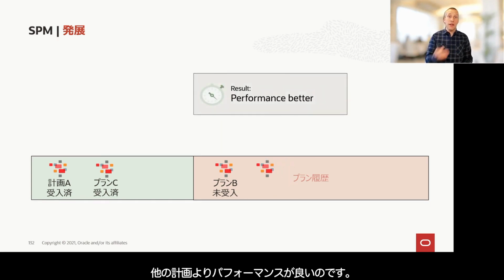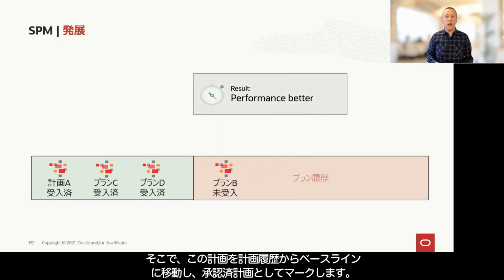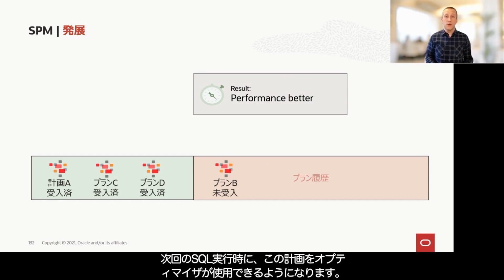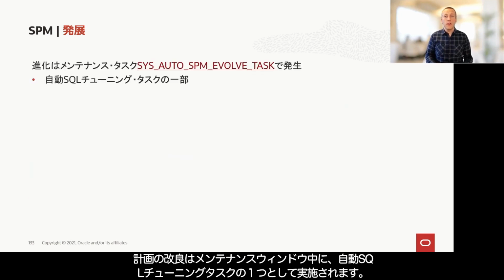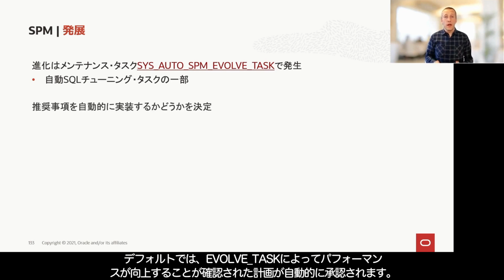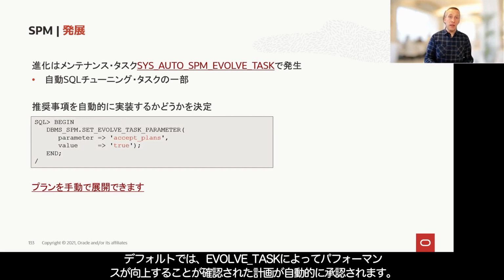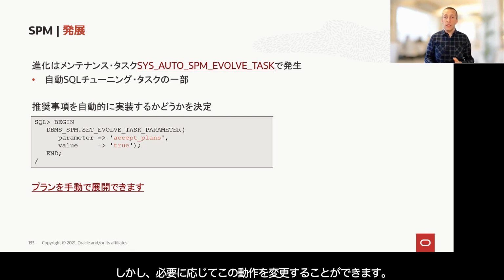It performs better than the other plans. So it moves the plan from the plan history into the plan baseline and marks it as an accepted plan. So the next time you execute an SQL, this plan can be used by the optimizer. Evolving takes place in your maintenance window, and it's part of the automatic SQL tuning task. By default, plans that have been verified by the evolve task to perform better will be automatically accepted, but you can change the behavior if you want. And it's also possible that you can manually perform the evolution.